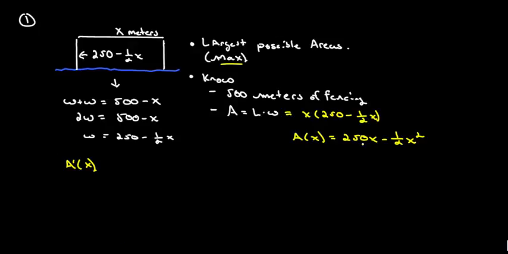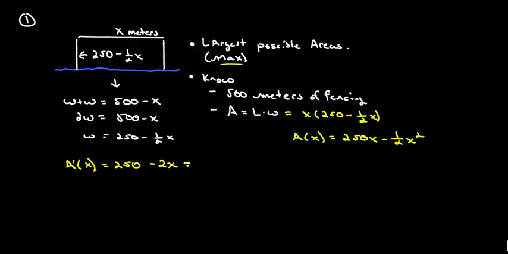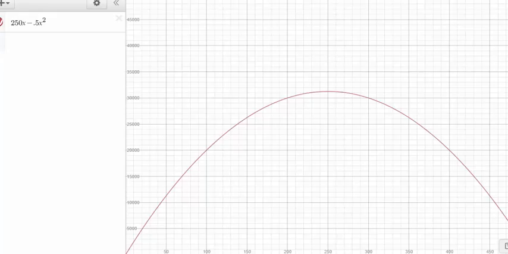Okay, so we need A prime. So that's going to be equal to 250 minus 2x, just like that. And now what we want is for the derivative to equal 0, because that gives us this spot. Okay, so we'll set this equal to 0. So we've got 250 is equal to 2x, or x is equal to 125. So let's go back.